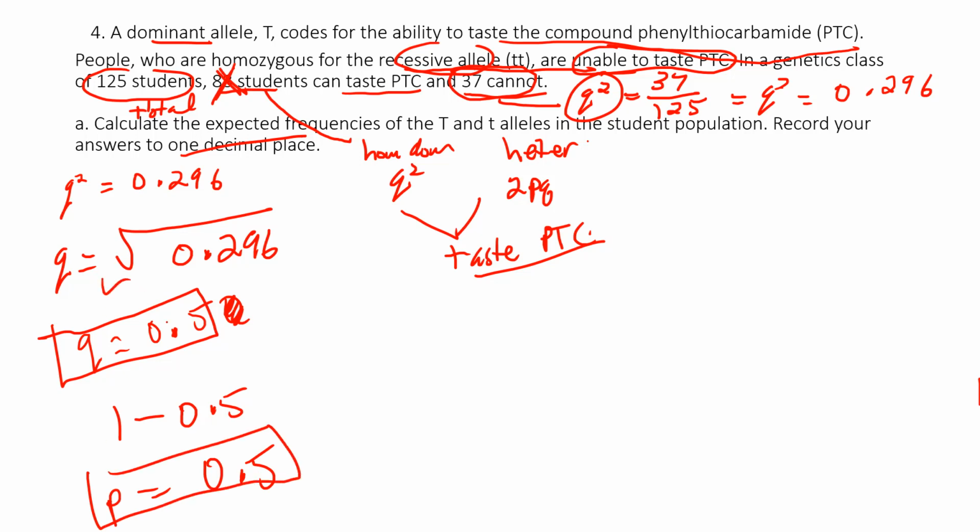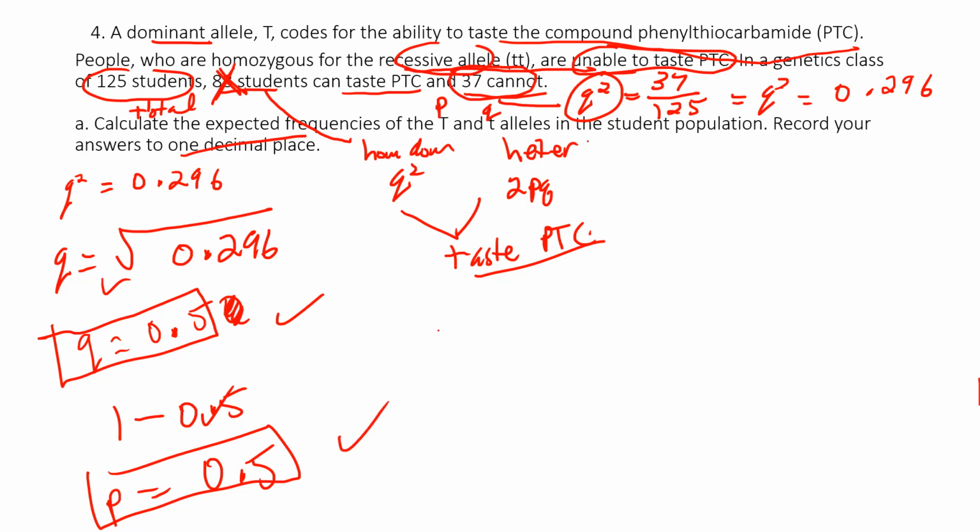So once we have Q, once we have P, I think that's all they're asking for us. They're saying calculate the expected frequency of the T. Dominant T would be represented by P in our formula. And the little t, which would be the recessive allele, is shown in our formula as Q. So P and Q, we found that.